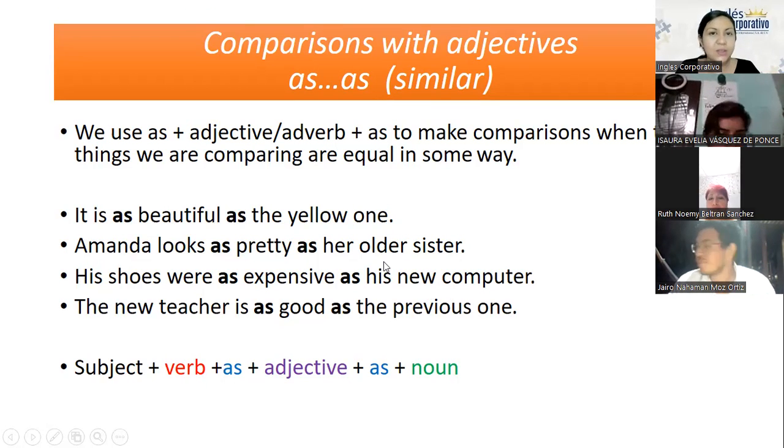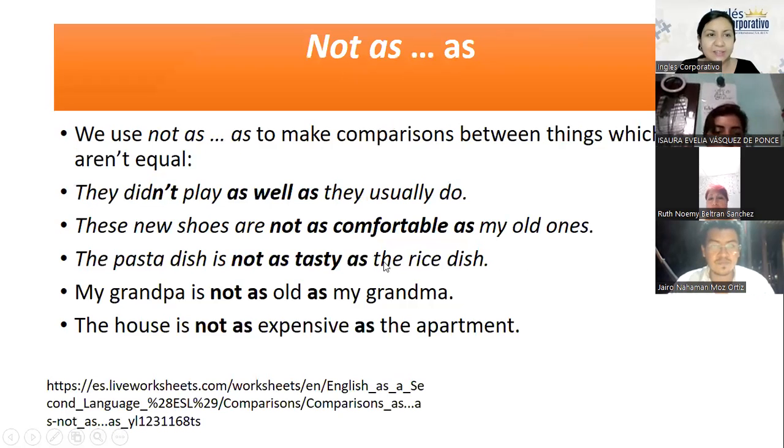Now, comparisons in negative. We use not as, adjective, as, to make comparisons between things which aren't equal, things that are not the same. I mean, we have the examples. Jairo, would you like to read the examples, please?